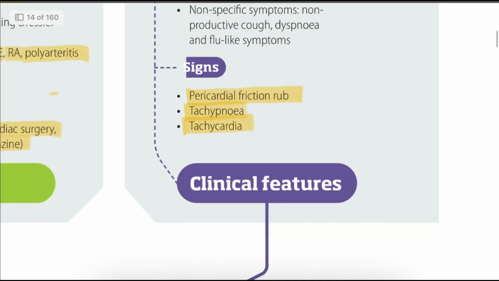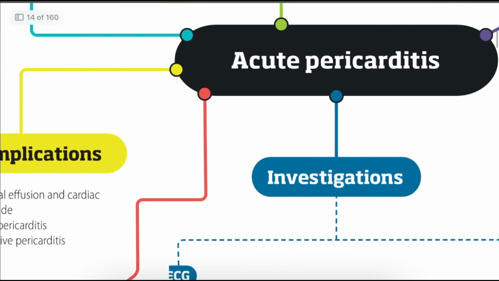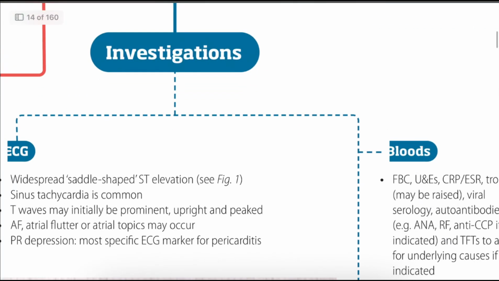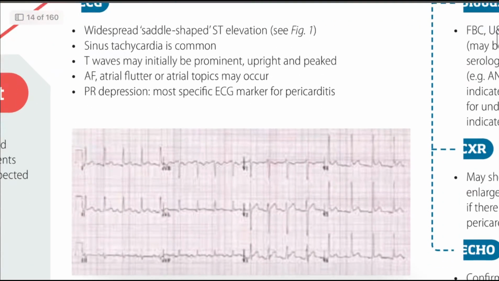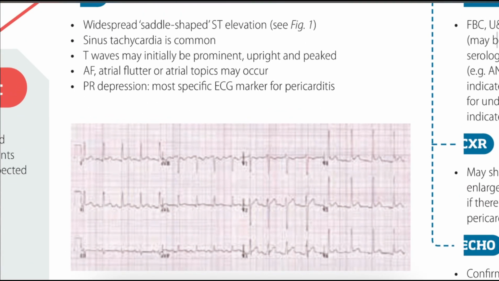In investigation we have ECG. In ECG we can see widespread saddle-shaped ST elevation. Okay, you can see here that is ST elevation. It will be like this and like this. So that is diffuse ST elevation. Then we can see the PR depression. So for example, if you are seeing this second lead, the PR will go into depression.